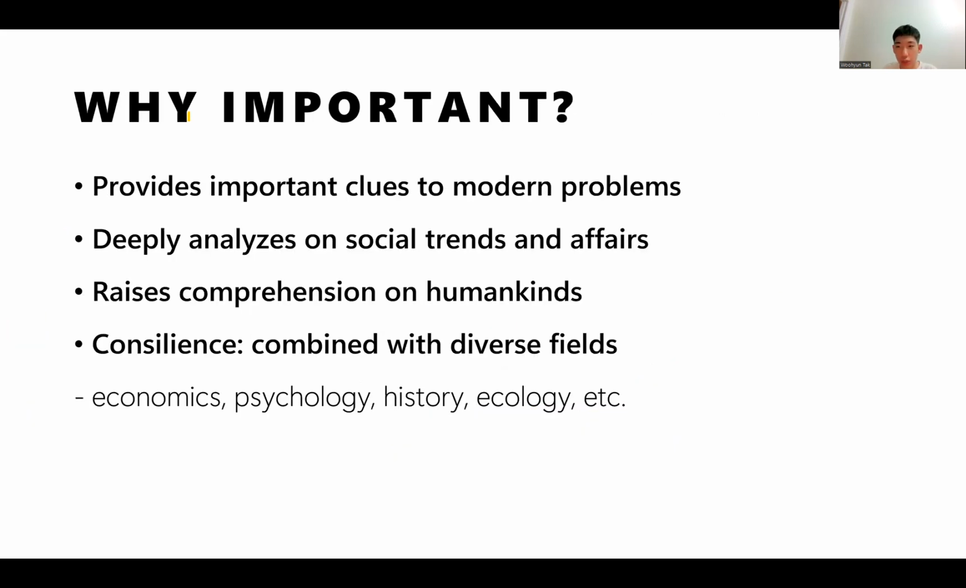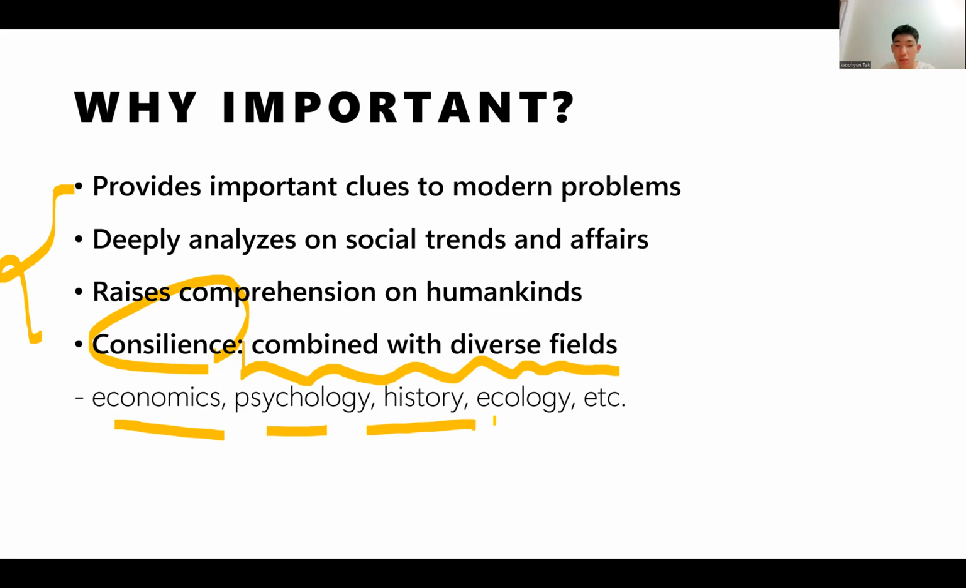Then why is it important to learn sociology? Sociology is, to be honest, not a very preferred major. However, it is important because it provides important clues to solving the modern problems mentioned earlier, and we can deeply analyze social trends and affairs. We can raise comprehension of humankind, like how individuals act and why individuals determine certain behavior. Also, it has to be based on consilience. It means it has to be combined with multiple fields and academic research, including economics, psychology, history, and even ecology, environmental studies, or even mechanics, to understand the topic more deeply. So sociology can be related to any kind of topic possible.